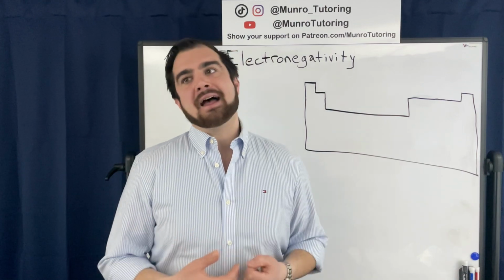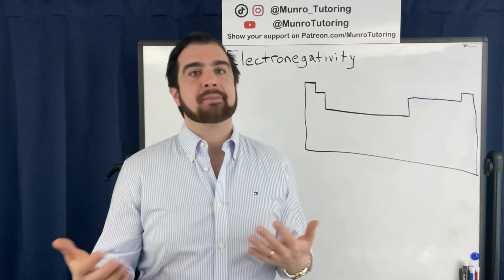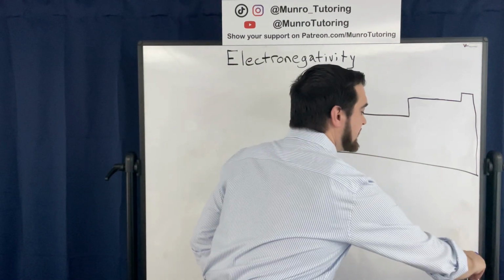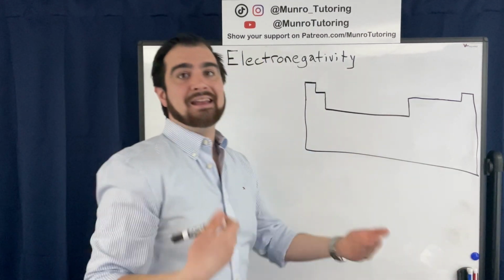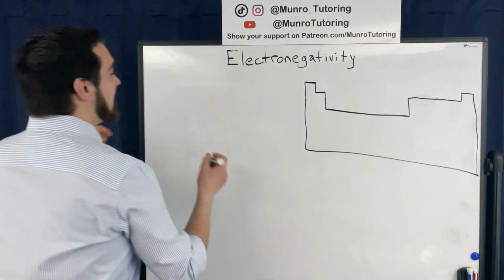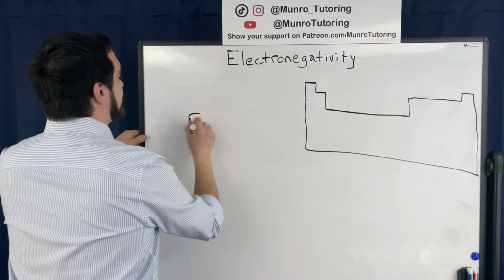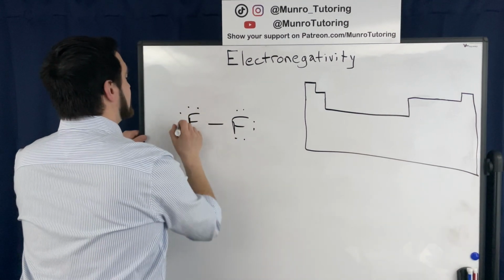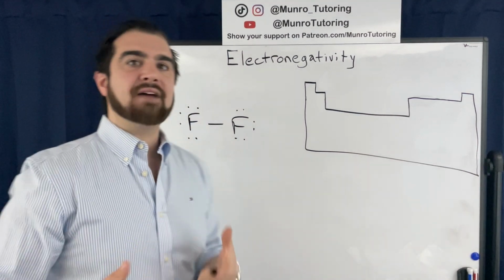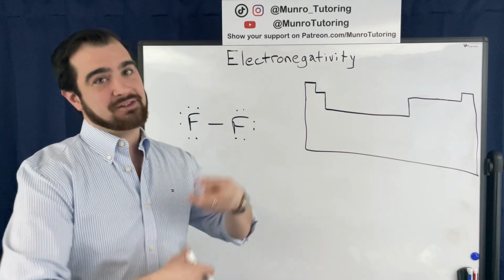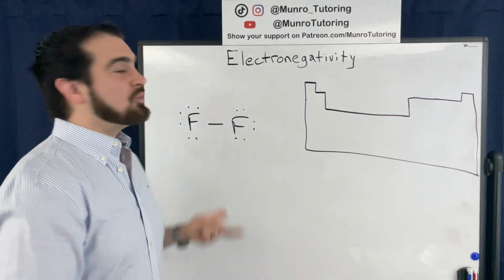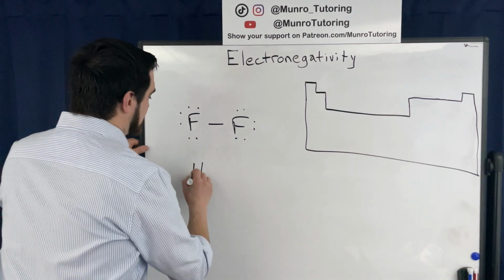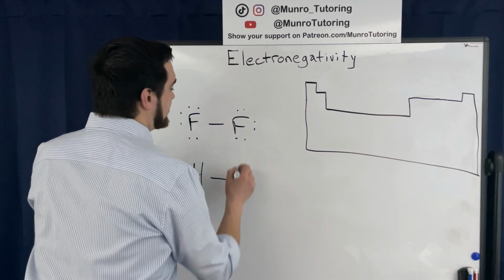If we look at two atoms from the same element in a covalent bond, they're going to be sharing the electrons in an equal manner, right? So if I have a fluorine and another fluorine bonded to each other, they both have the same attraction to electrons because they're the same element. But what if I have two different atoms? What if I have a hydrogen and a fluorine?